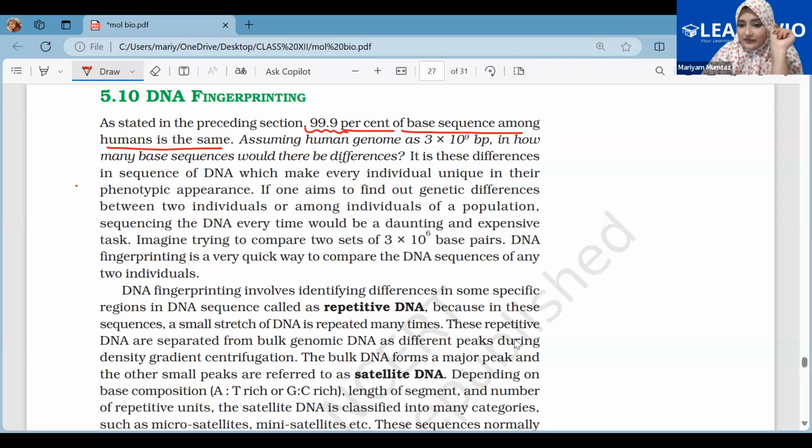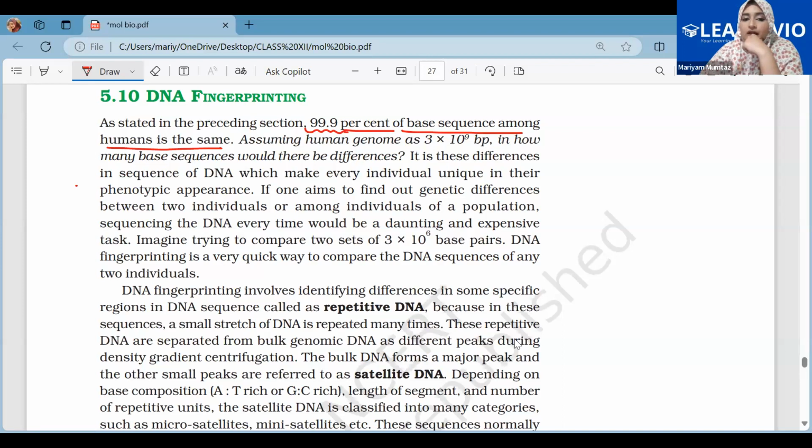Now, it is these differences in the sequence of DNA which make every individual unique in their phenotypic appearance. What is phenotypic appearance, students? Physical appearance. Very good. Everyone knows what phenotype is, isn't it?